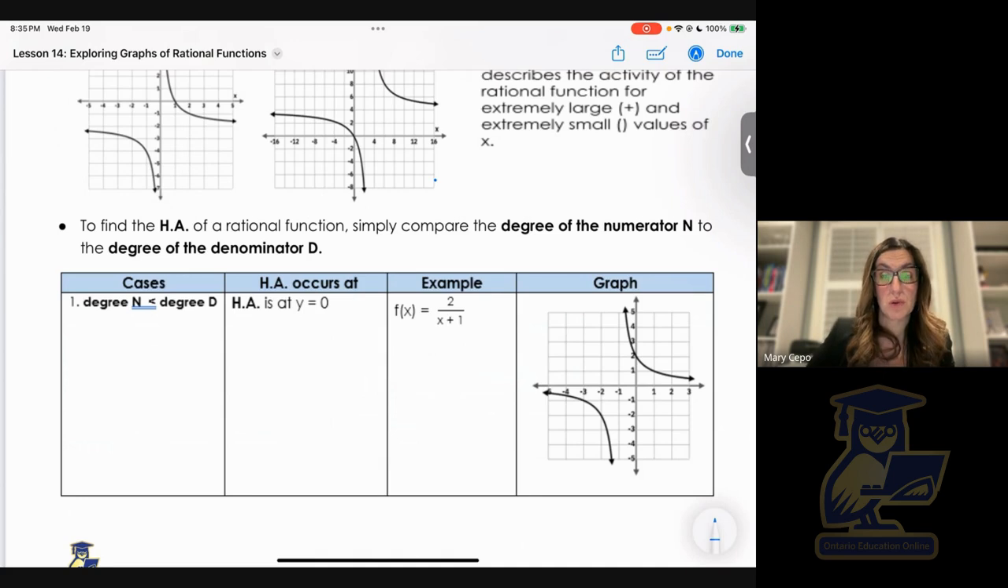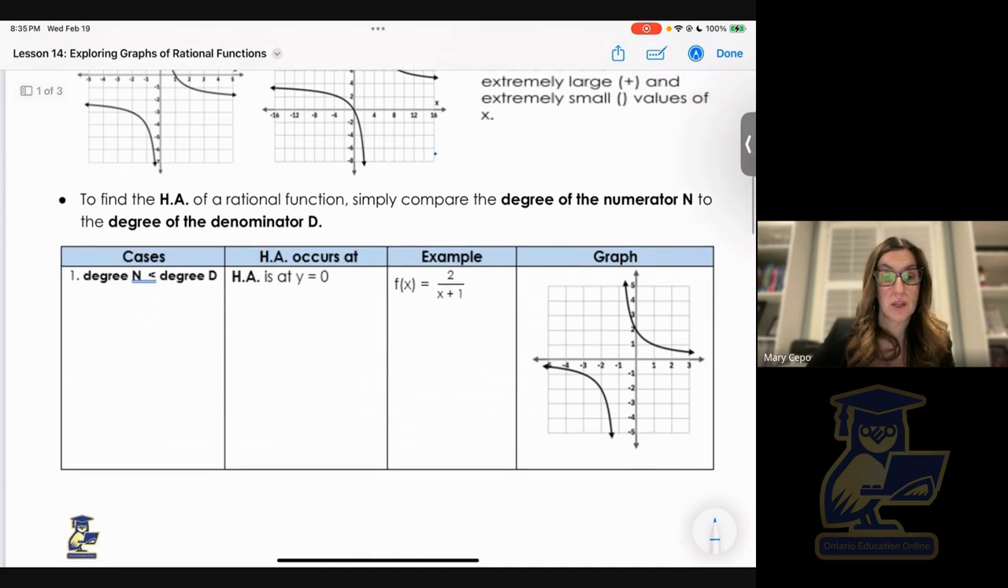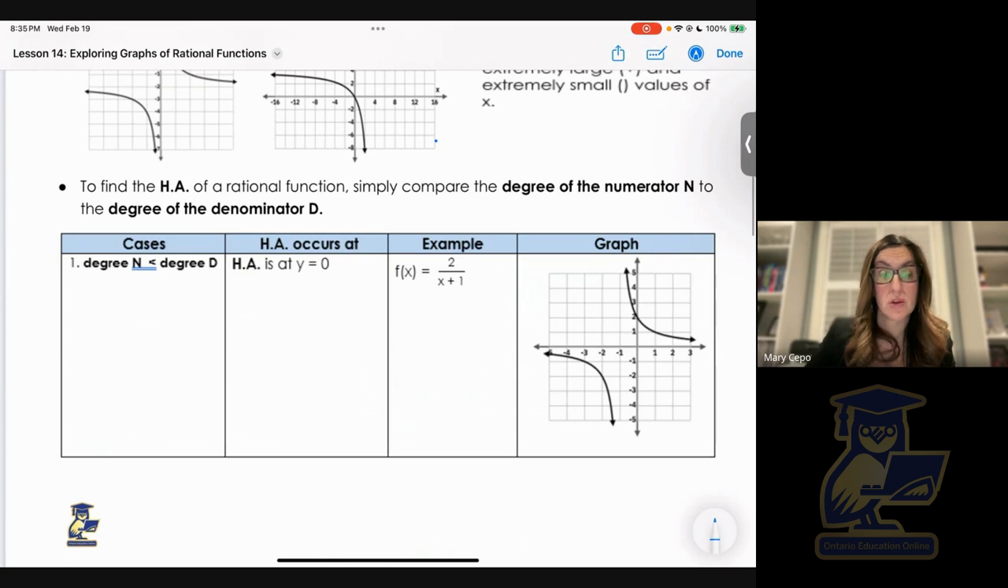If the degree in the numerator is less than the degree in the denominator, there is a horizontal asymptote always at y equals 0. An example of that is f of x is equal to 2 over x plus 1. The degree in the numerator would be 0 because 2 is a constant. The degree of any variable, if you remember, is the exponent on your x. So the highest term's exponent represents the degree of that polynomial. When you have a constant 2, there's no variable, so the degree is 0.